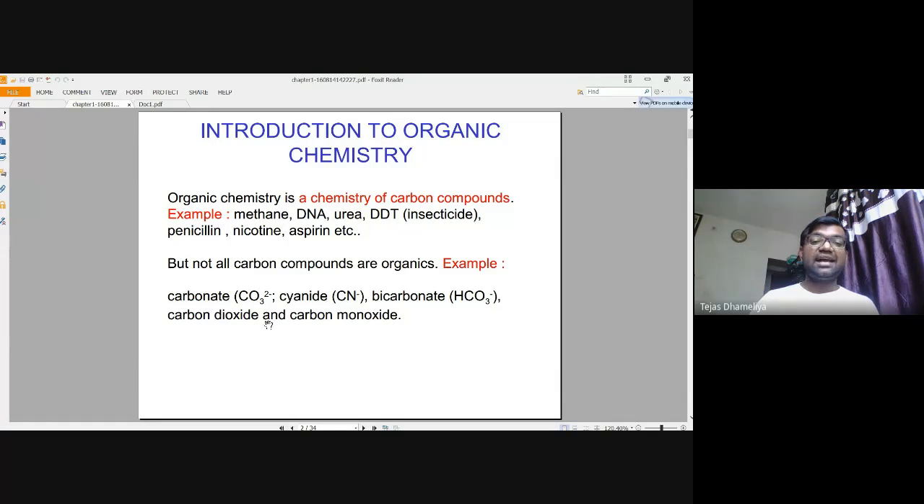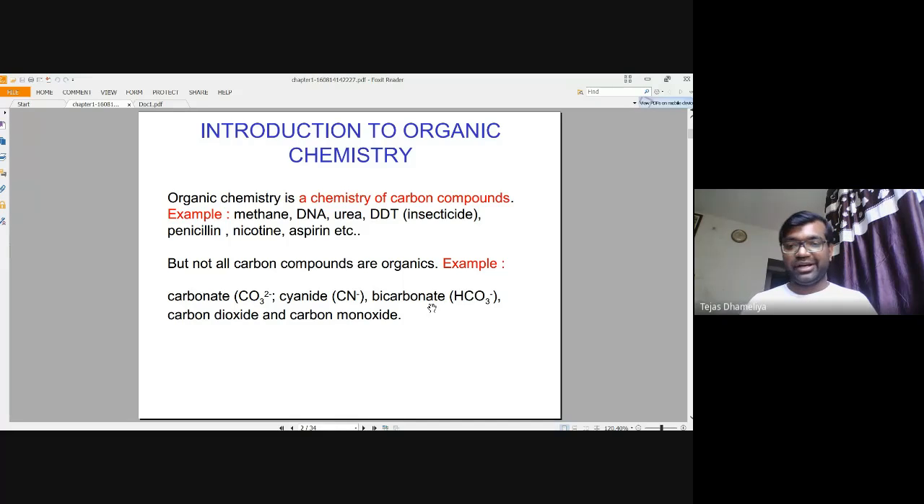Okay. Then carbonates, you might know sodium carbonate, Na2CO3, sodium cyanide, NaCN, KCN, potassium cyanide, sodium bicarbonate, which we call baking soda. Na2CO3 is washing soda, and sodium bicarbonate is baking powder.